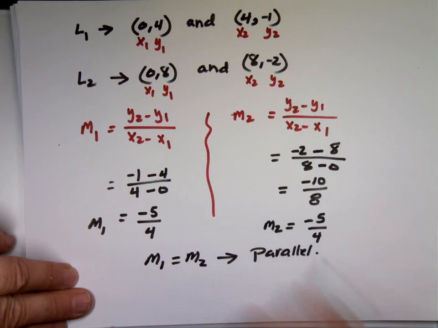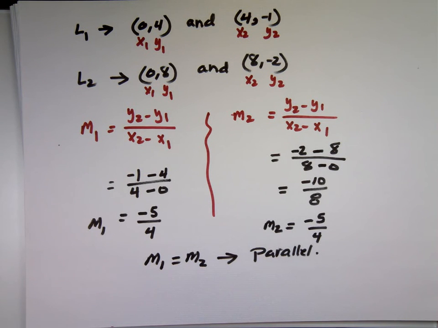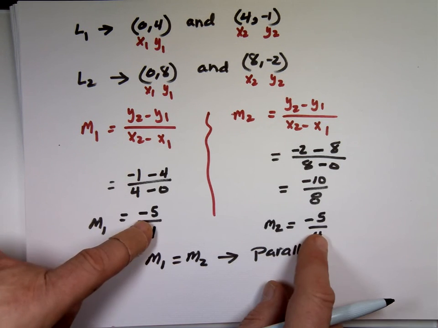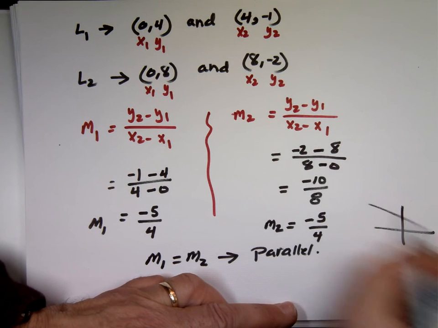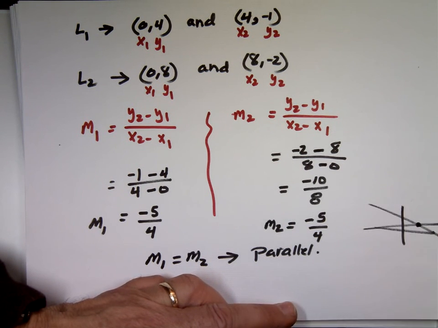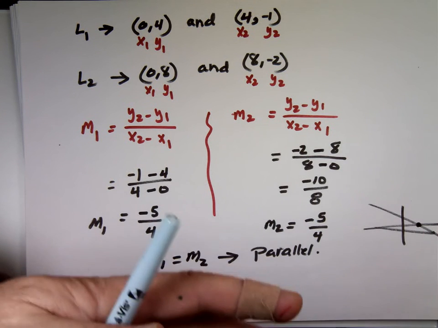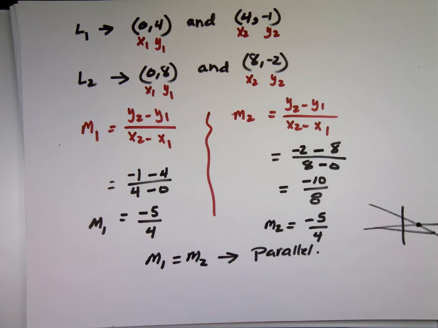If not, then I'll multiply them out and see if the answer is minus 1. If it is, then they are perpendicular. If that doesn't work out, then it's neither. They could cross at not a 90 degree angle. They could cross like this, which means they're not parallel and they're not perpendicular. So it is possible to be neither. Now this example happens to be parallel. And that's the end of section 3.2.